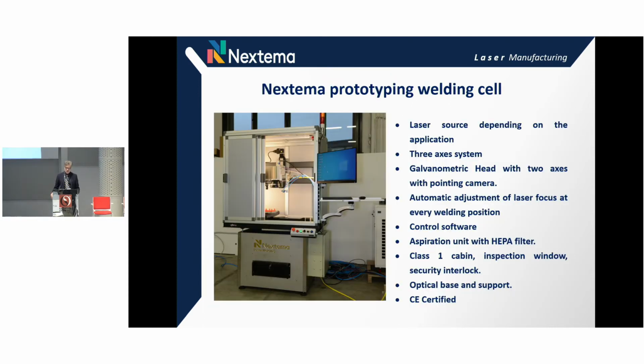Okay, this is a sketch of a NextEma brand new prototyping welding cell. It is a cell where we can apply many different lasers depending on the application. The cell has the classical 3-axis system, with a galvo head with 2 axes and a pointing camera, automatic adjustment of laser focus, control software and so on.